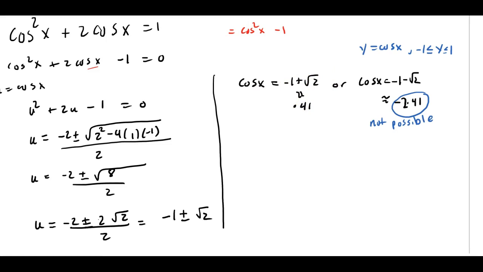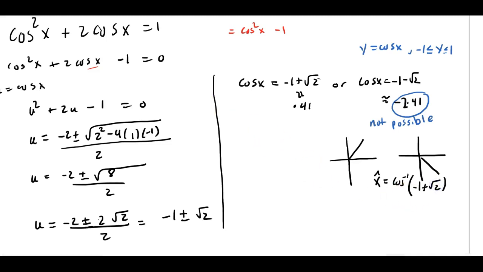So now what you do is, because this is 0.41, a positive value, we know that the solutions for x are going to be in quadrants 1 or 4, because that's where cosine is positive. Now we need to find the reference angle, and because this is not a common ratio, we need to use our inverse function to find the reference angle. And so you're just going to do cosine inverse of negative 1 plus root 2.